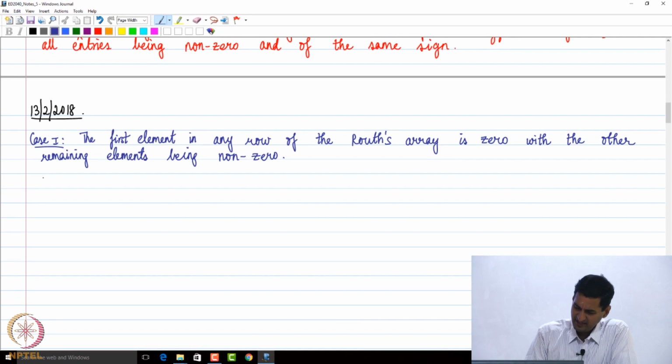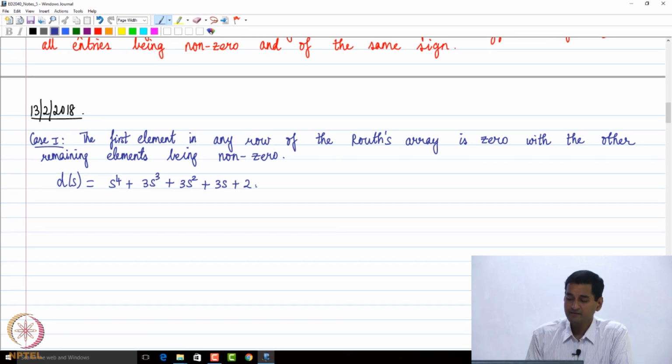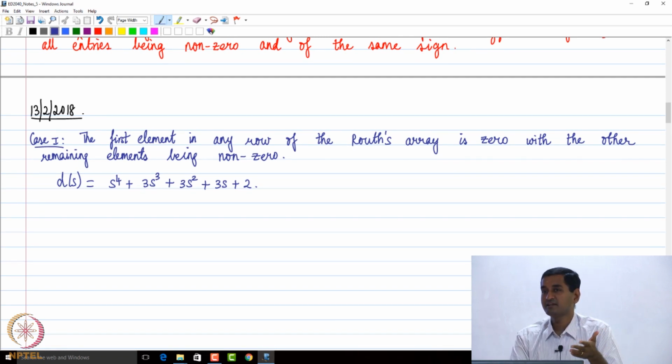As an example, to understand this case better, let's consider the following polynomial: s power 4 plus 3s cube plus 3s squared plus 3s plus 2. Please note that here I am trying to figure out the distribution of roots. To begin with, we can observe that all coefficients are non-zero and of the same sign, so at least that is satisfied in this particular polynomial.